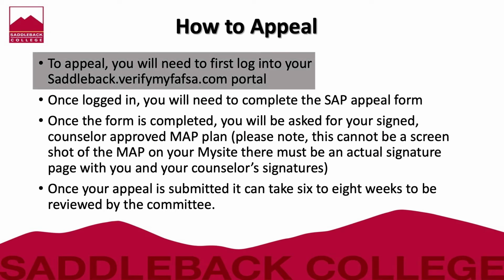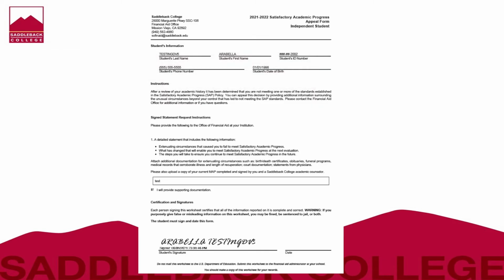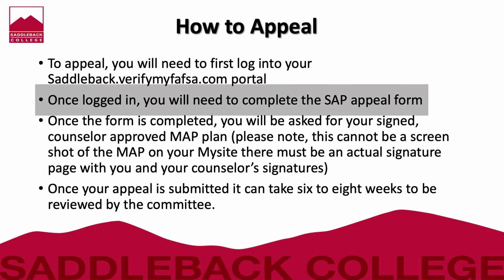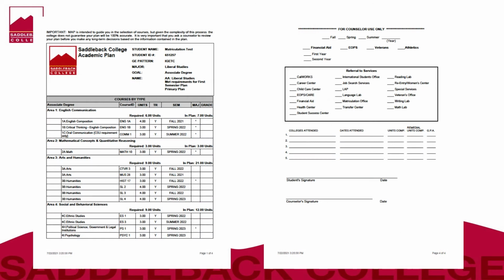The first is to log into the saddleback.verifymyfafsa.com portal. You will need your Saddleback student email and the password to your Saddleback student email to log in. Once logged in, under the Other Documents tab, you will see the SAP appeal form, which you will need to complete. Once the appeal form is completed, you will need to provide a copy of your signed counselor-approved MAP plan. This must be signed by you and your counselor here at Saddleback to qualify. Please note, we cannot accept MAP plans from IVC.